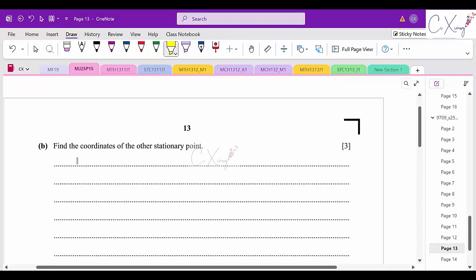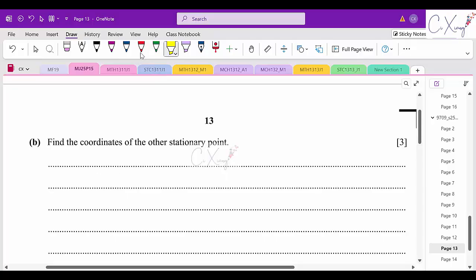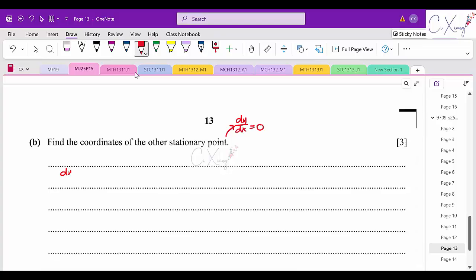For part B, they want us to find the coordinate of the other stationary point. So again, to find the stationary point, you need to let dy/dx equal to 0. Okay, let us write out the equation of dy/dx that we got in part A just now. So from part A, I get 3x squared. Substitute the a inside, you'll have negative 12x. Substitute the b, you'll have the 9.